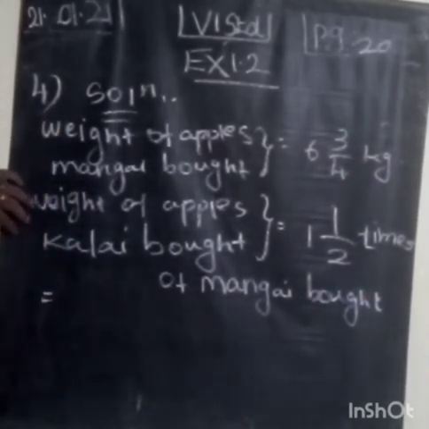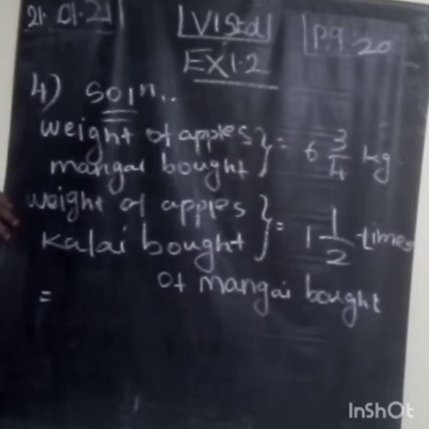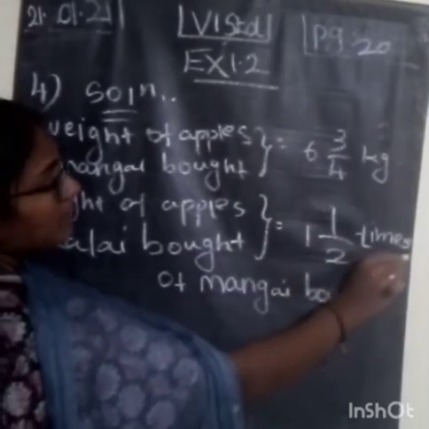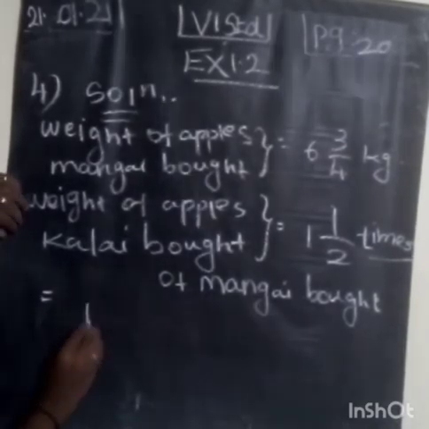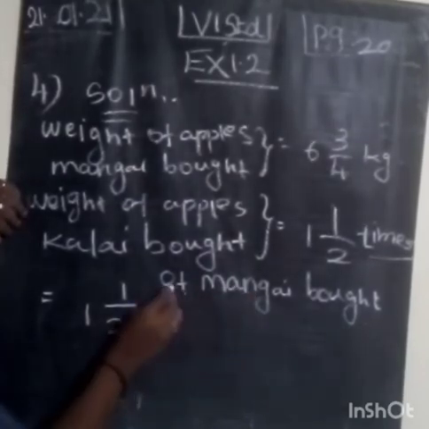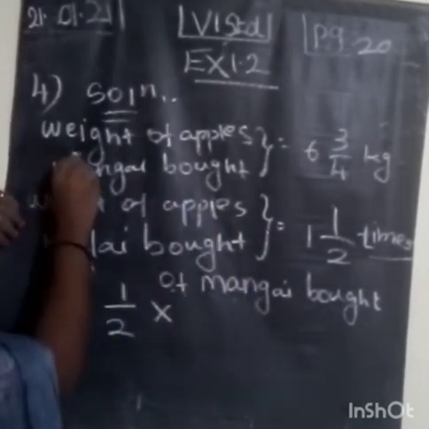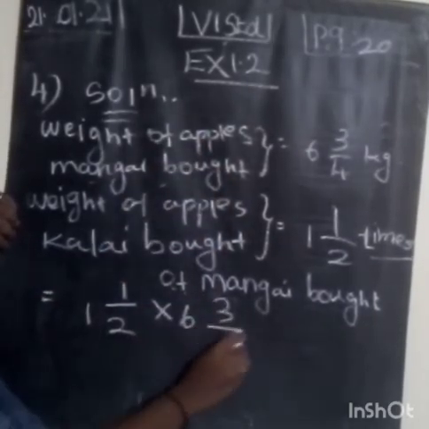So in this word problem, the word times exists, so we are using multiplication. So 1 into 1 by 2 multiplied by the weight of apples Mangai bought, 6 into 3 by 4.